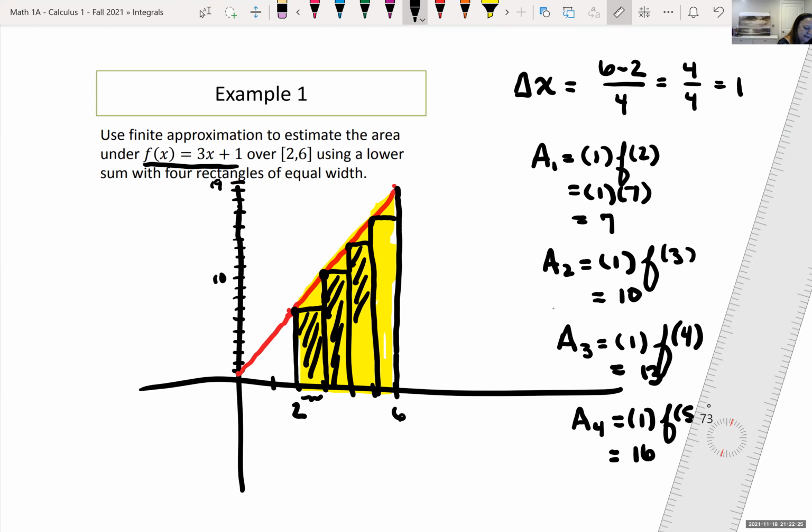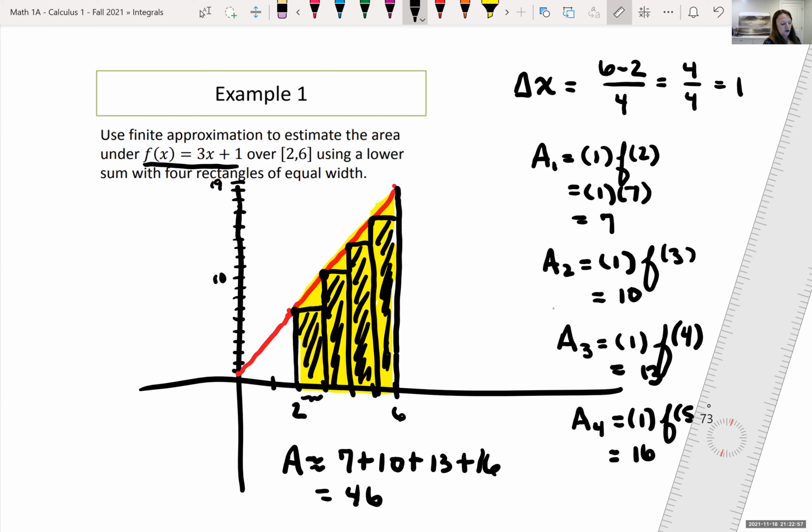So this is our estimate, what is shaded in black. And so our estimate of our area is approximately 7 plus 10 plus 13 plus 16. So 17 plus 13 is 30. 30 plus 16 is 46. I don't know what my units are, but if it had given me my units, I would put that. Area would be units squared.